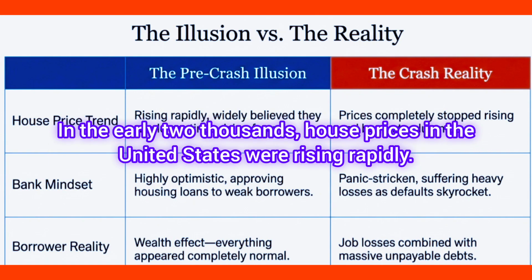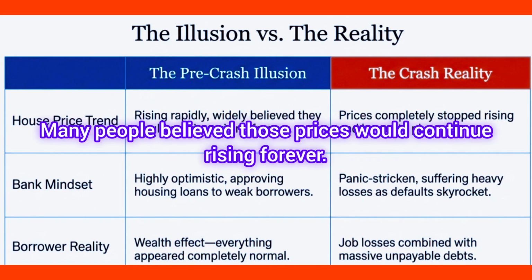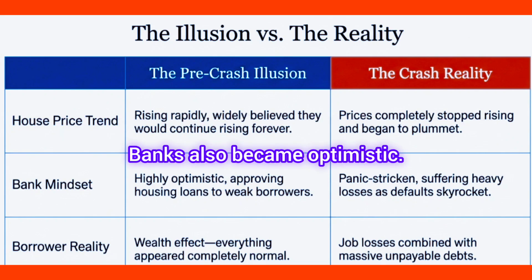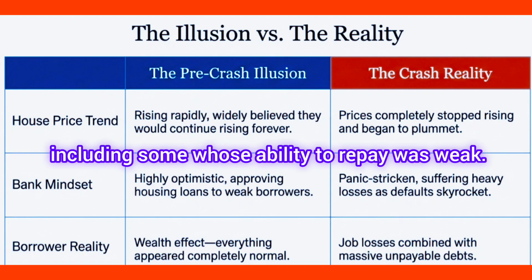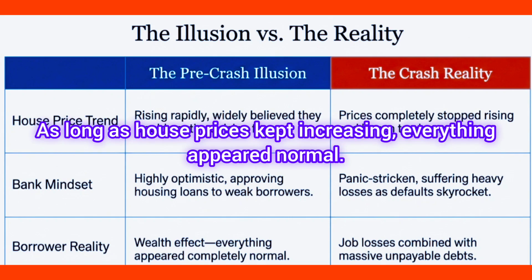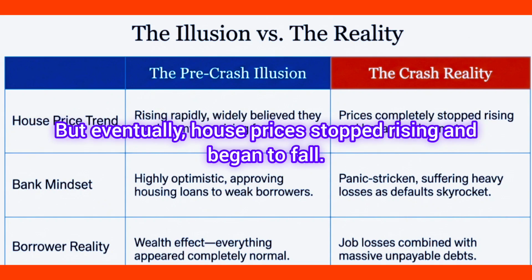In the early 2000s, house prices in the United States were rising rapidly. Many people believed those prices would continue rising forever. Banks also became optimistic. They approved housing loans to many borrowers, including some whose ability to repay was weak. As long as house prices kept increasing, everything appeared normal. But eventually, house prices stopped rising and began to fall.